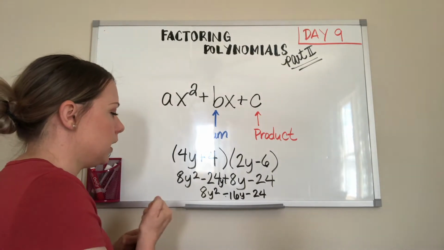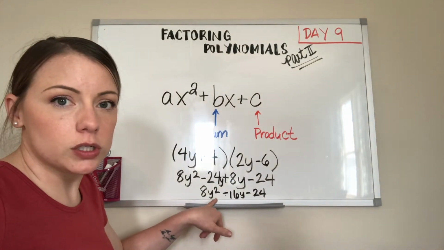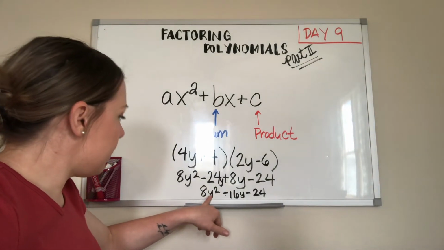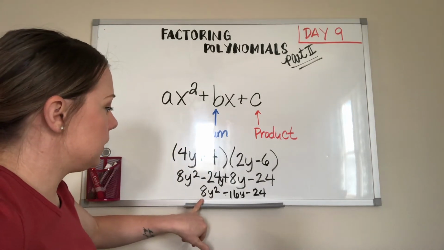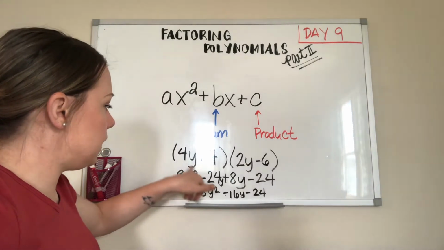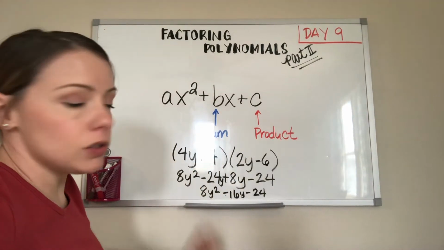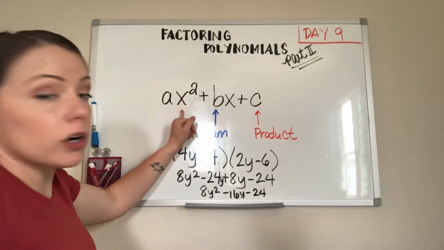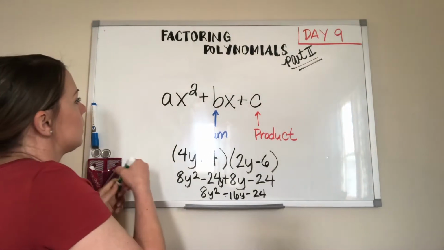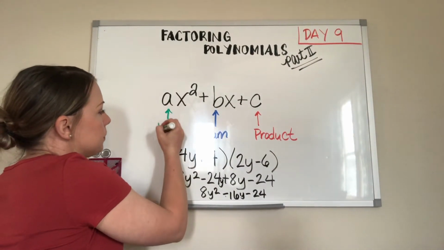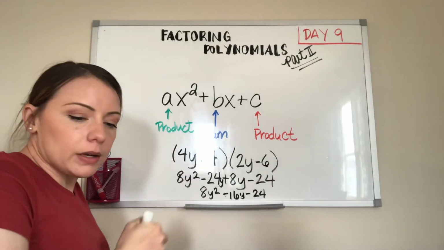All right, so I want you to consider your very first term here, which is the y squared with the coefficient of 8. Even though this is a y and this is x, these still fit into the same piece. So ask yourself, how did we get 8y squared? Well, we multiplied 4y and 2y. So that means this whole term is a product of two numbers from two binomials. So A is a product. All right, so far so good.